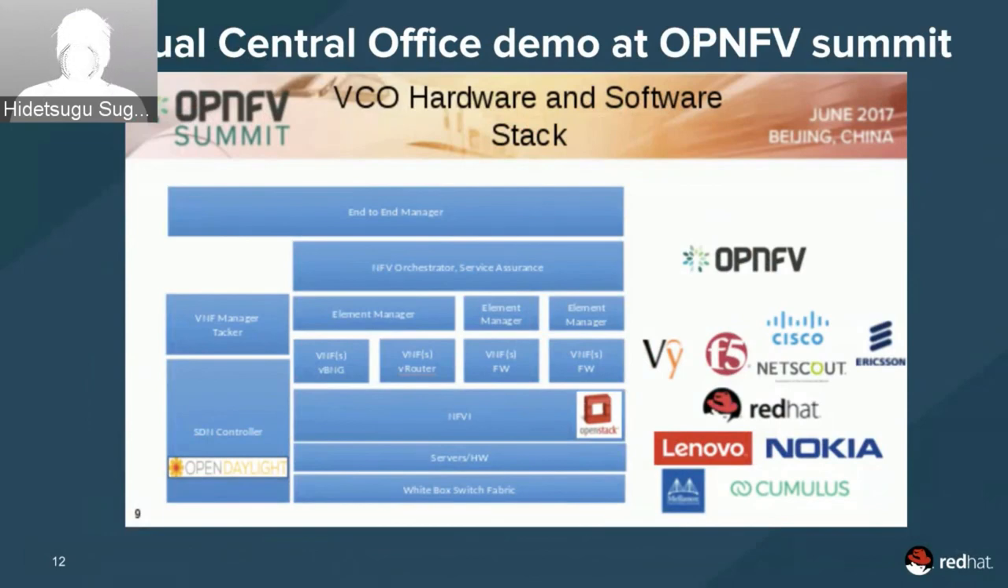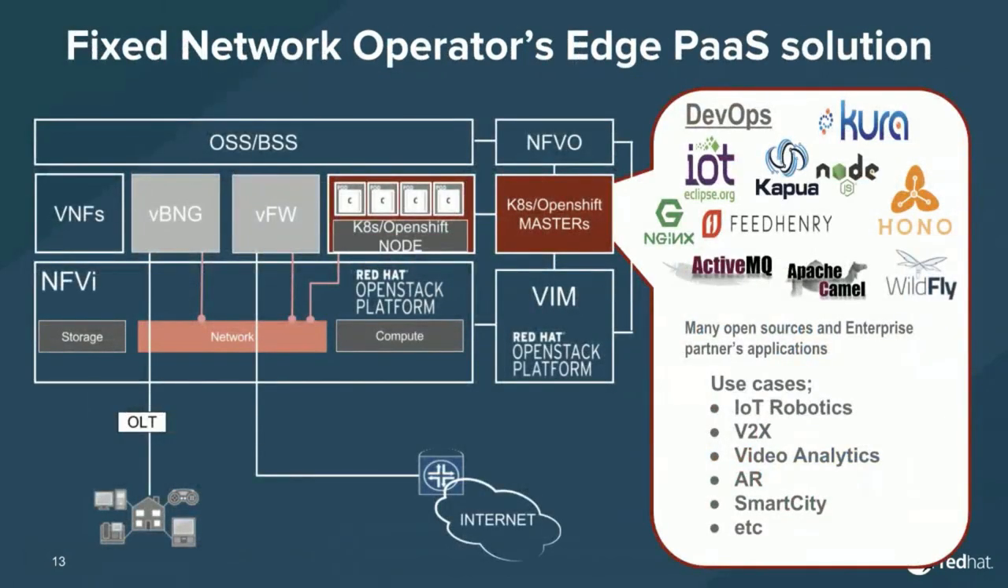In the demo, we integrate the virtual BNG, virtual router, and virtual firewall on top of the Red Hat OpenStack NFV platform and manage edge traffic by the OpenDaylight SDN controller. We can use this virtual CEO software stack to integrate edge computing function. Here is the idea to integrate edge computing function in virtual CEO software stack, which is based on the edge NFV reference architecture.